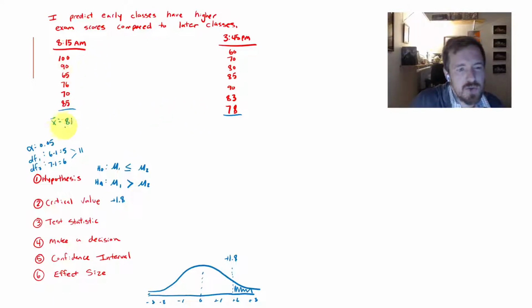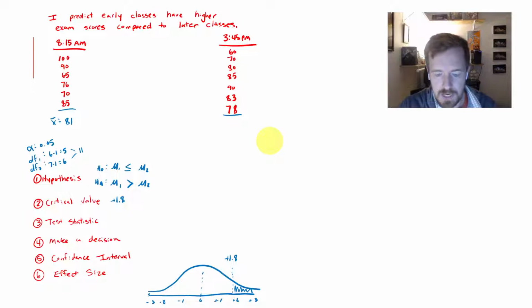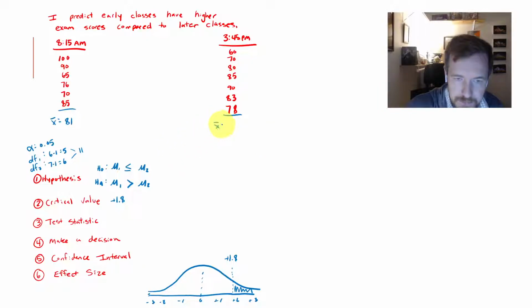I'm going to pop over here, and I'm going to do the same thing. Initially I was going to do all this together, but I'm going to do them simultaneously, just to try something new. So I'm going to add all these together, get the mean for that. So 60 plus 70 plus 80 plus 85 plus 90 plus 83 plus 78 is going to give me 546. Then divide that by 7, and that gives me 78.